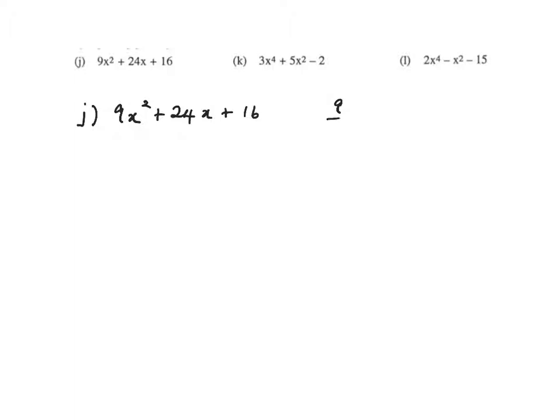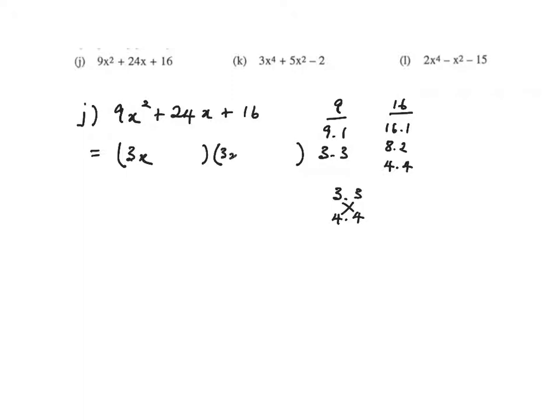So factors of 9, 9 and 1, 3 and 3. Factors of 16, 16 and 1, 8 and 2, and 4 and 4. I want to be able to get a 24 in the middle, and I know what I'm going to do. I'm going to have the 3 and the 3 and the 4 and the 4. 3 times 4 gives me 12, and 3 times 4 gives me 12. And 12 and 12 gives me 24. So it's going to be 3x and 3x, 4 and 4. Signs are the same because of the positive in that position, and they're both going to be positive.